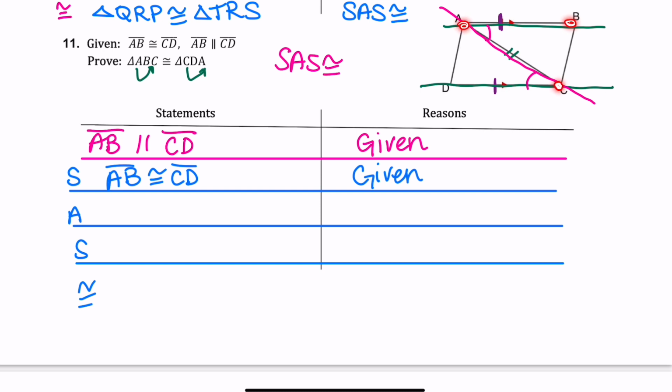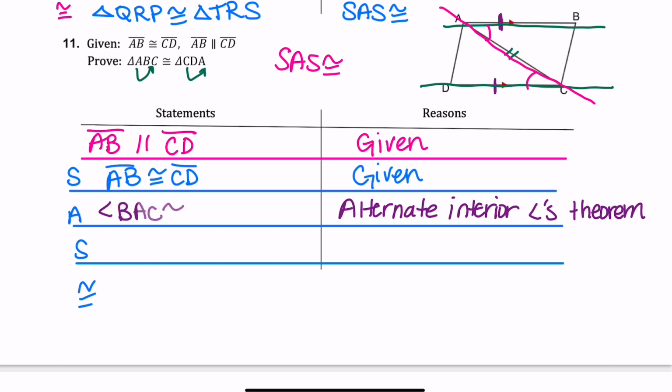angle BAC is going to be congruent to DCA, and that would be because they are alternate interior angles. So I'm going to go ahead and write alternate interior angles. And so angle BAC is going to be congruent to angle DCA. For the last side, I'm going to say that AC is congruent to AC, and that would be because of the reflexive property. It is a reflexive line.